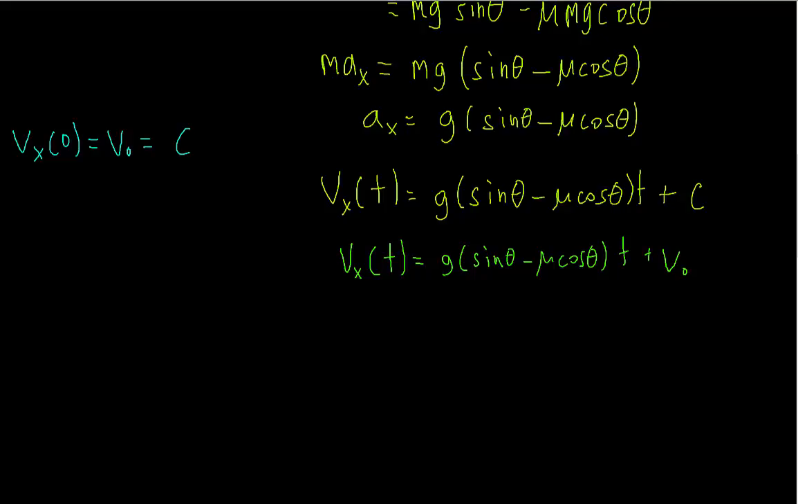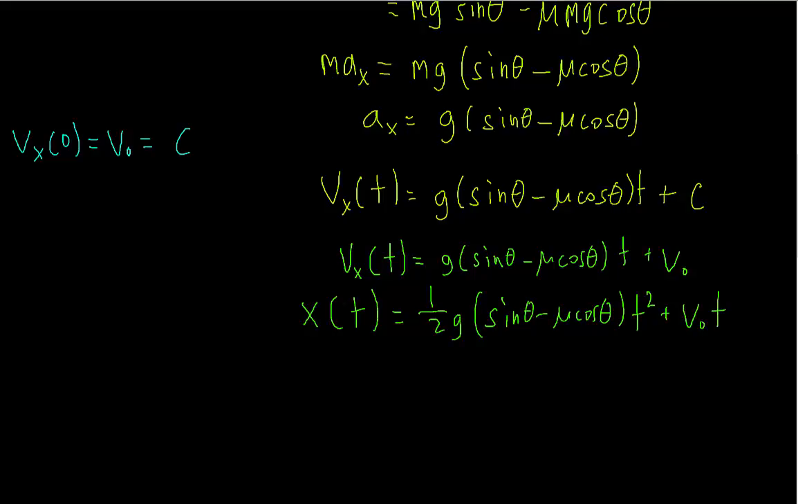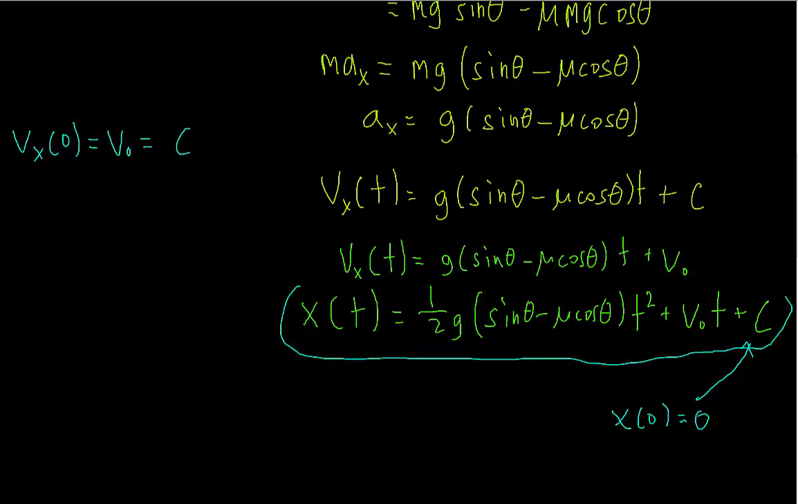So now finally we can solve for the position function along the x-axis by integrating again. So we get 1/2 of all this times t squared, add a t times the initial velocity, and then add another constant of integration, which turns out to be 0, because at t equals 0, we're at the initial position, which we can define to be 0. So now we have a final expression for the position of this block sliding down the inclined plane.